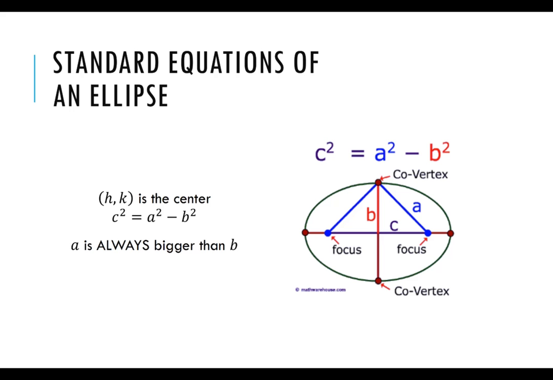Every time, A is going to be the distance between the focus and the co-vertex, and B is the distance between the center and the co-vertex, and C is the distance between the center and the focus. Additionally, it's useful to know that the distance between the center and the vertex is also A. But what primarily matters in this formula is that A is always bigger than B.